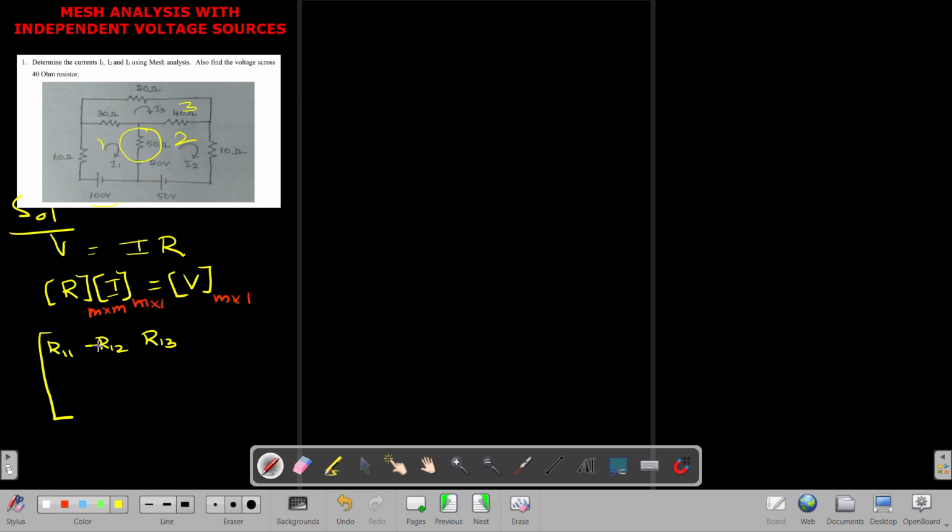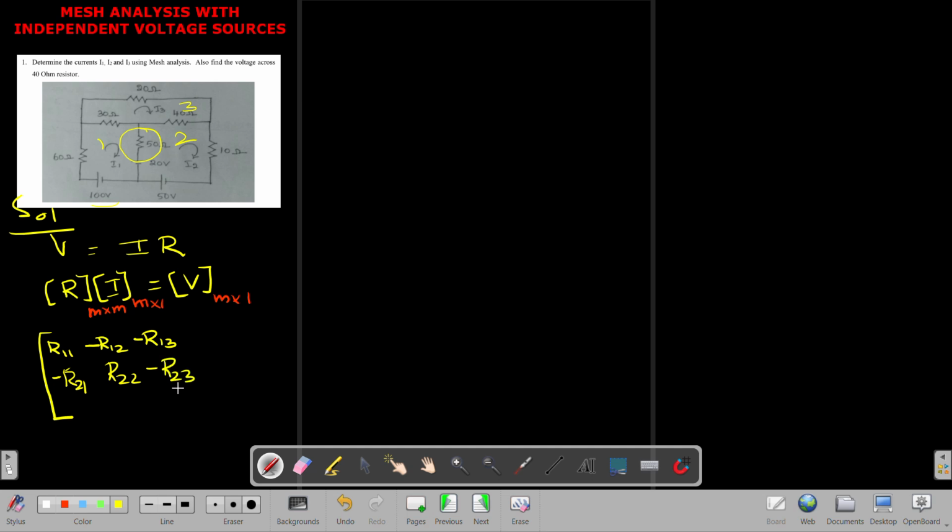And please remember, this minus is because we are taking all the currents as clockwise. Okay, so off diagonal minus R12, this is also off diagonal minus R13. Then in the second row I can write minus R12, because this is also off diagonal, which is nothing but the resistance connected between R21, that is mesh 2 to mesh 1. Then R22, then minus R23.